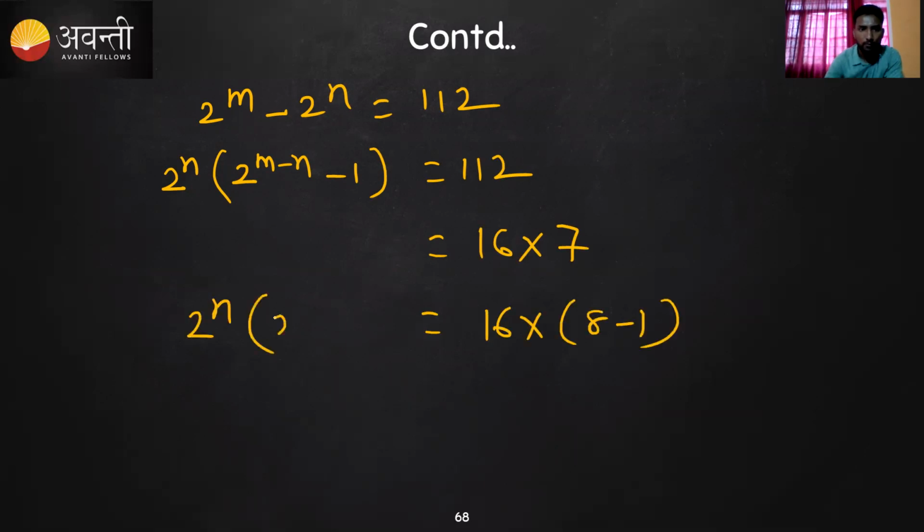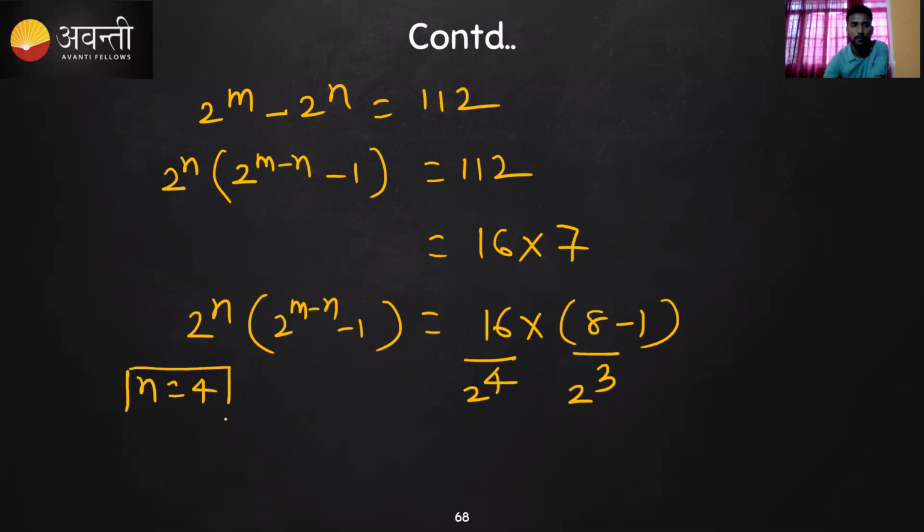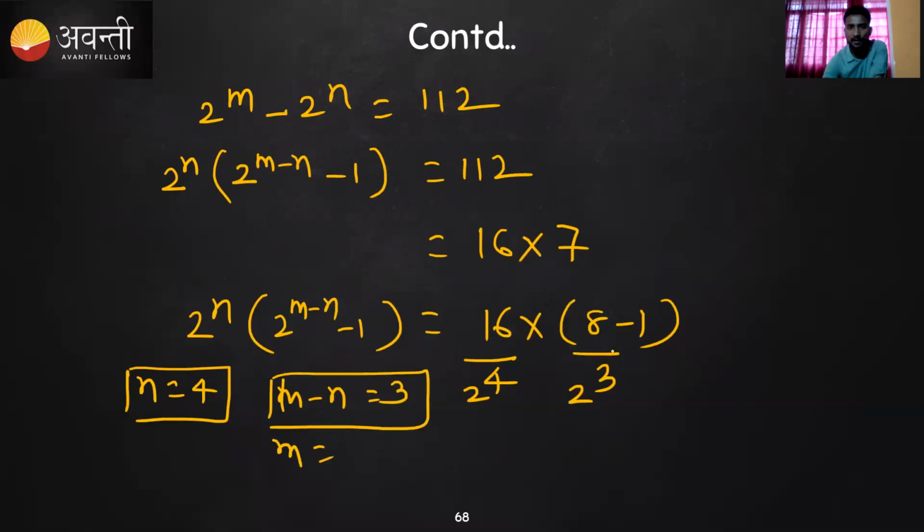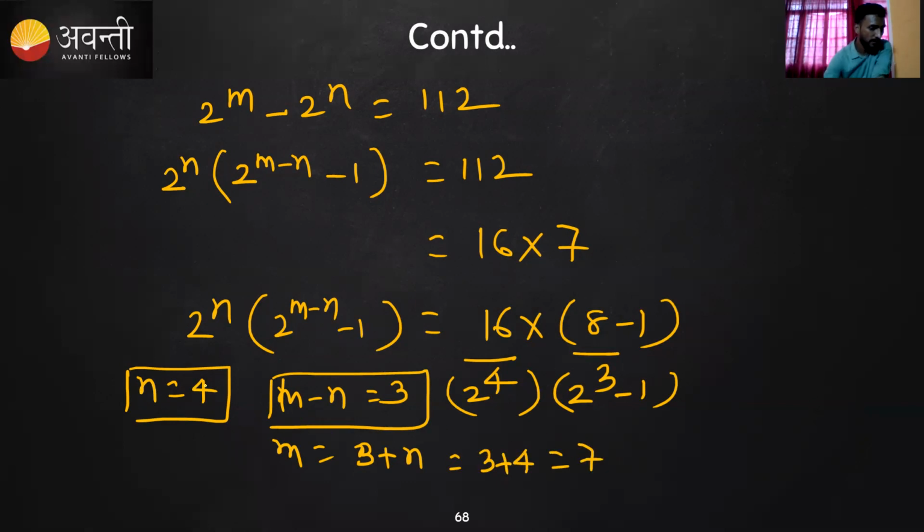So from here, what will you get? Just compare. It is nothing but 2 to the power 4, and it is nothing but 2 to the power 3. So from here you will get n is equal to 4, and from here you will get m minus n is equal to 3. So m is equal to 3 plus n. So it is 3 plus 4, that is 7. So n is 4, m is 7. So what will be the value of mn? It will be 7 into 4, that is 28.